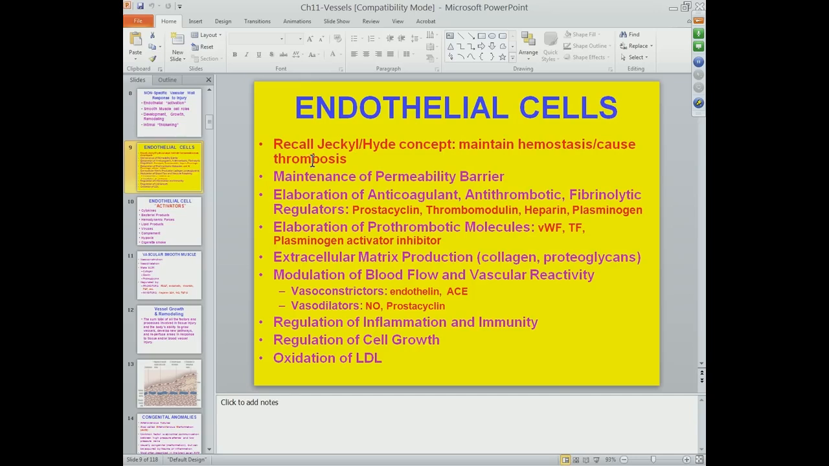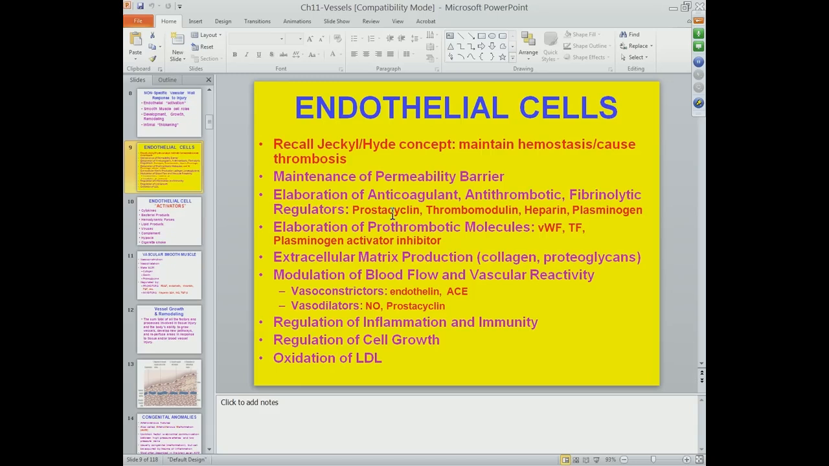So what are the things they do when they're Dr. Jekyll, the nice guy? Well, first of all, obviously, anatomically, they maintain the permeability barrier. They are the interface. They are the only cellular interface between the liquid blood and the blood vessel wall. Now, if you remember, in the unperturbed state, they have a variety of anticoagulant, antithrombotic, and even fibrinolytic properties. If there is a clot there, there are things that it'll do to dissolve that clot.